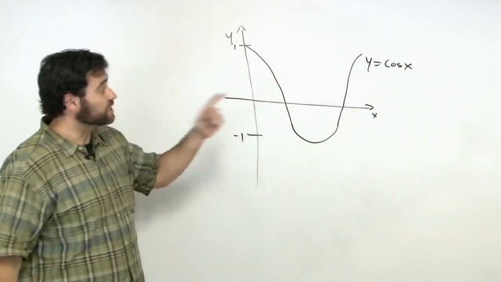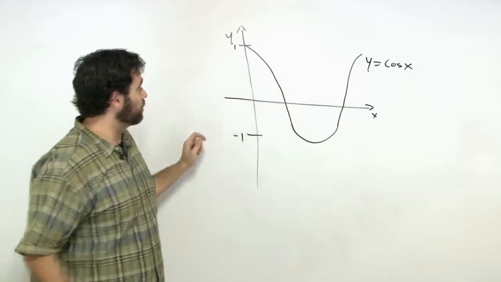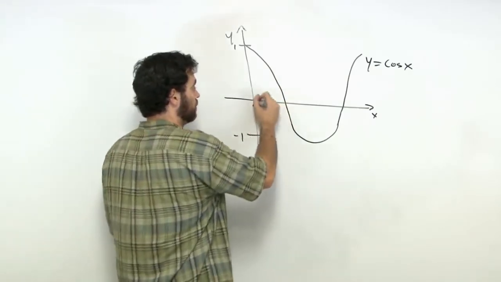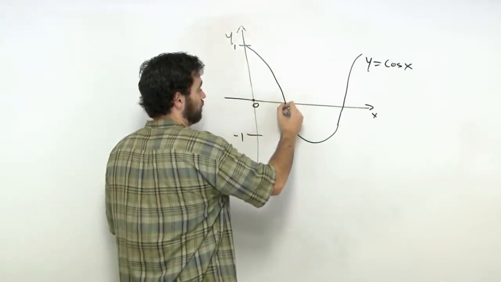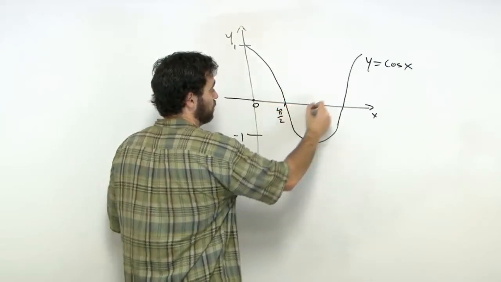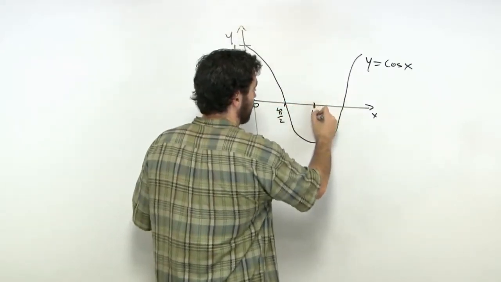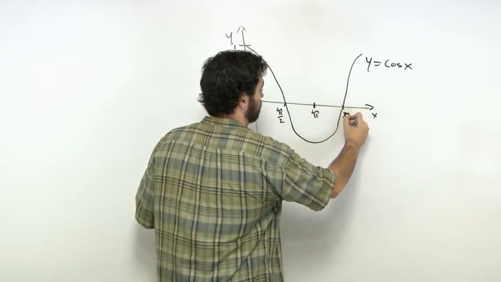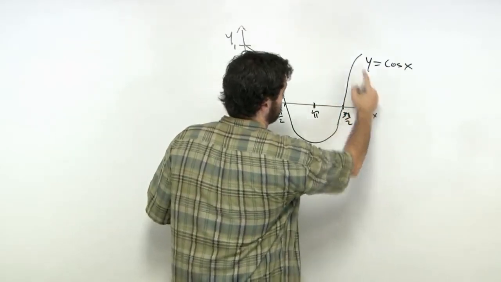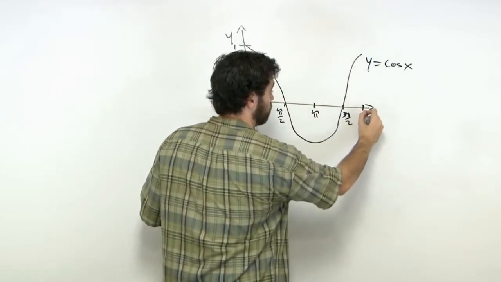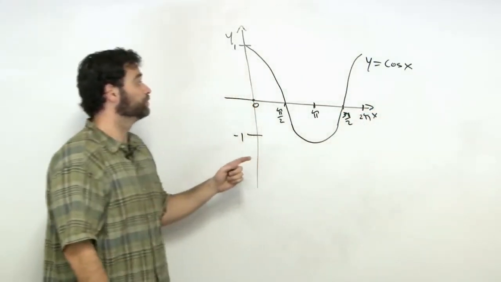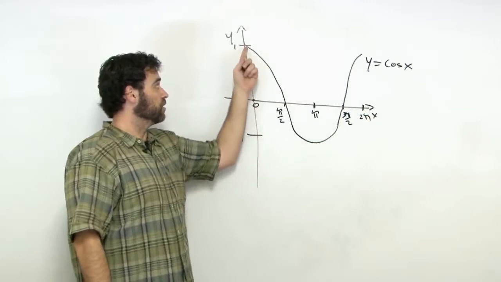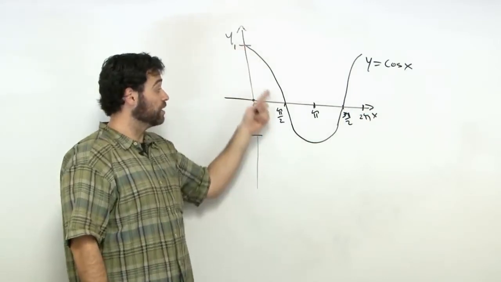Okay, so there's our standard cosine curve, and let's put in our values again. Here's 0, here's pi over 2, there's pi, and there is 3 pi over 2, and then right here where it gets back to the max height is 2 pi. That's one complete cycle.